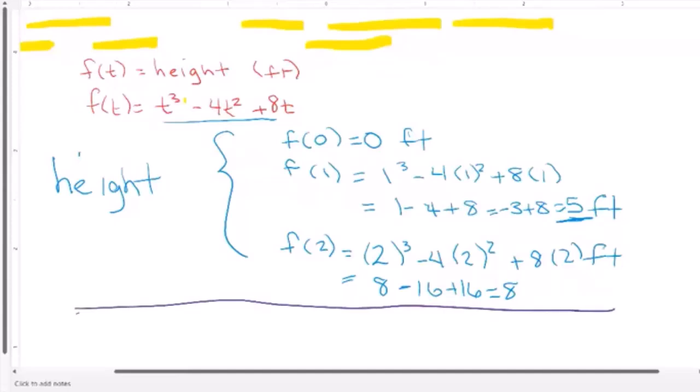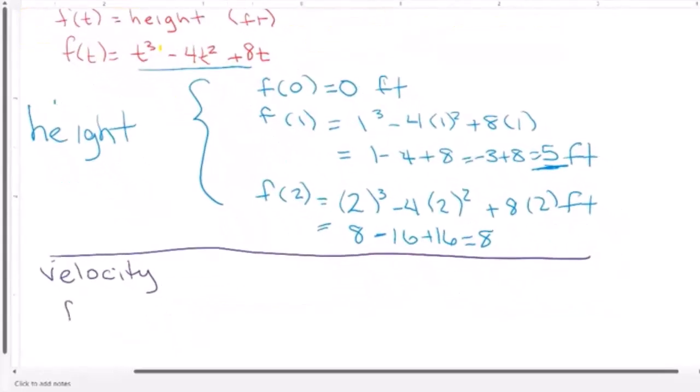Let's talk about velocity. So my first derivative, f prime of t, is going to equal 3t squared minus 8t plus 8. And if I want to know what's happening at each of those points, I would say f prime of 0, and I'll plug 0 in for all my t's. This goes to 0, this goes to 0, I get 8.